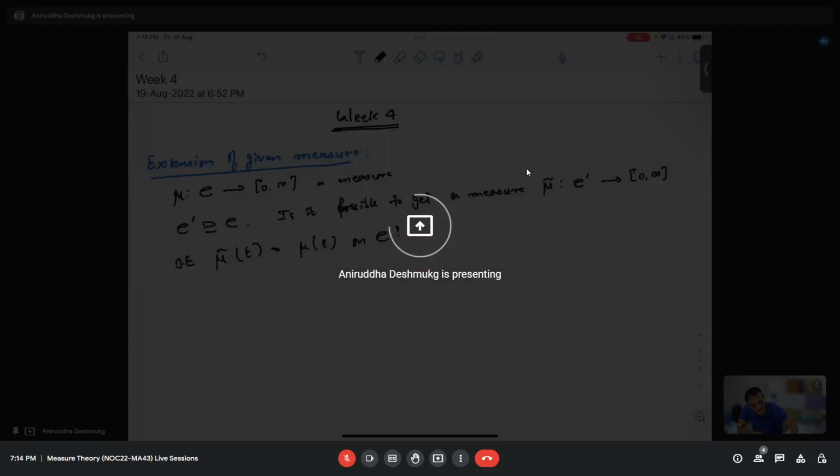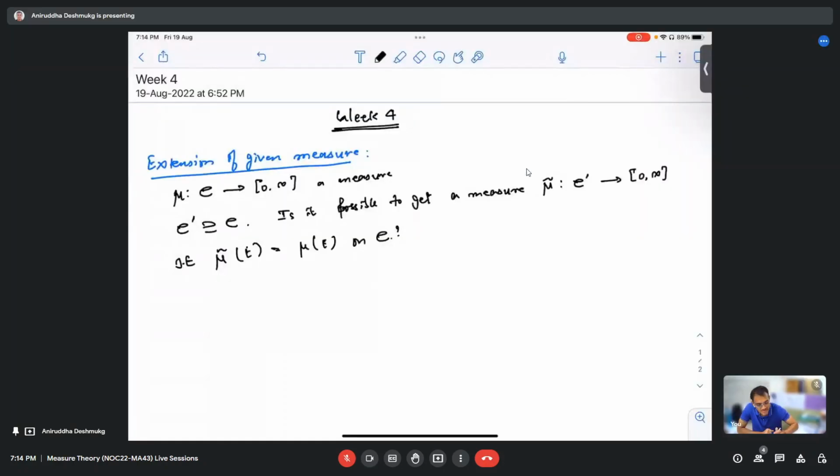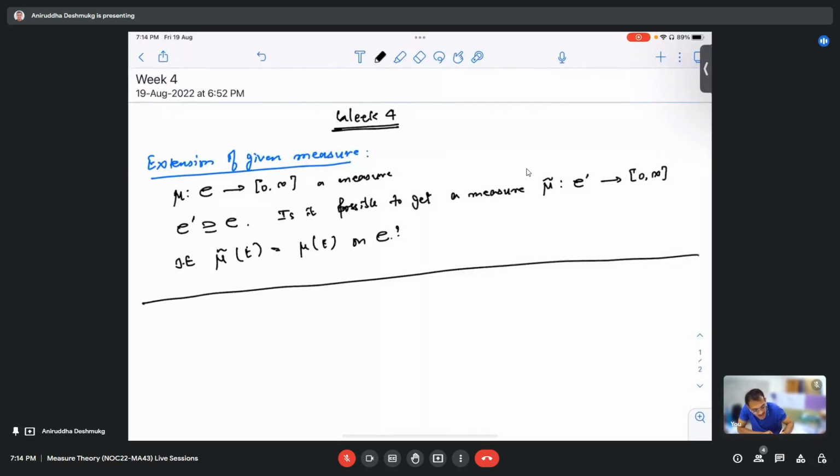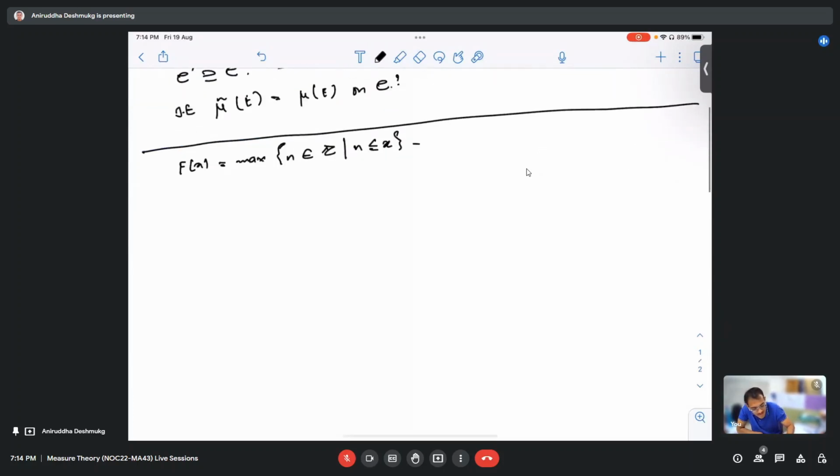Okay, can you see my screen? Yes, sir. So let us look at the greatest integer function. f(x) is the maximum of all those n such that n is less than or equal to x. We usually write it as the bracket x. But anyway, let us fix one x naught in R and let f of x naught be n naught. It has to be some integer because that is the definition of f of x.